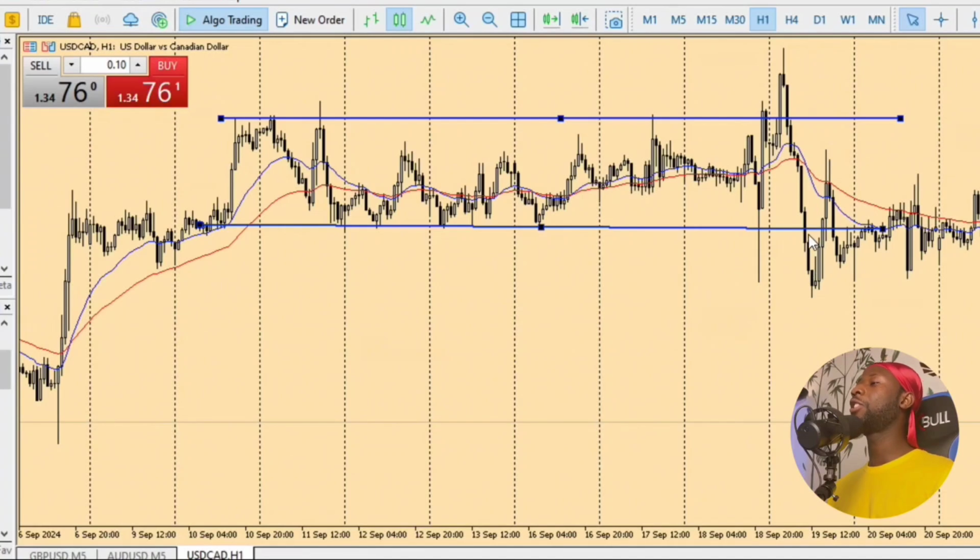Now that is not the only confluence that they use, because if you watch, the market broke out here and it broke down here too, but it did here first. So someone will say, okay, so should I jump in here to buy? No, you wait for some confluences before you make that move.